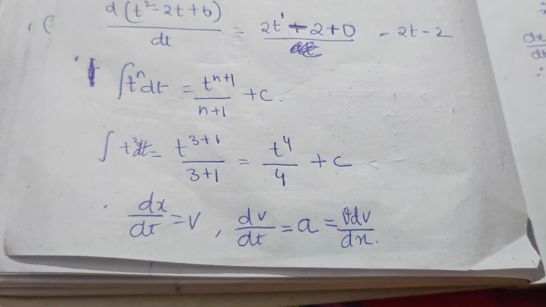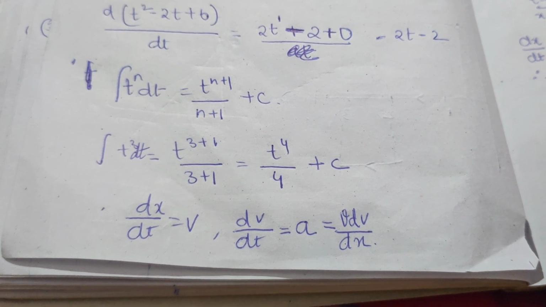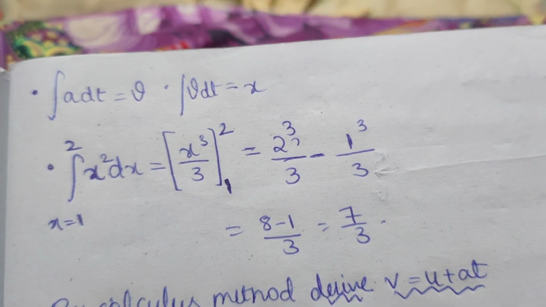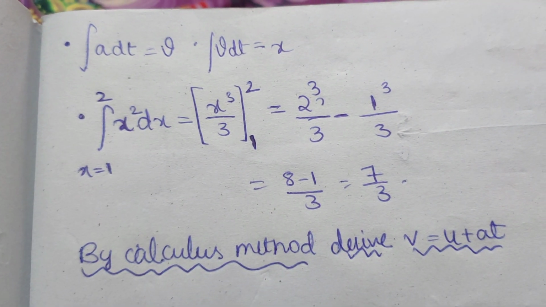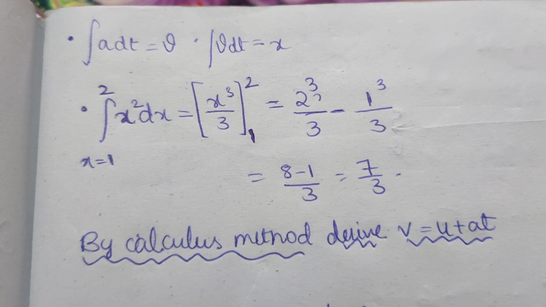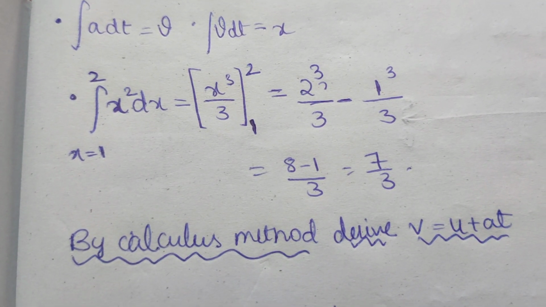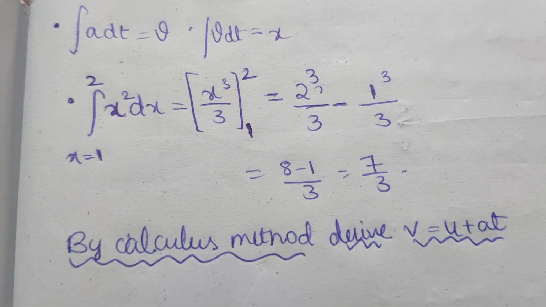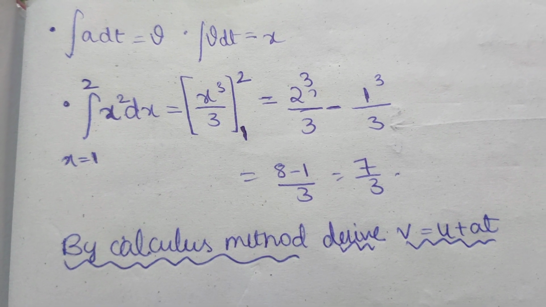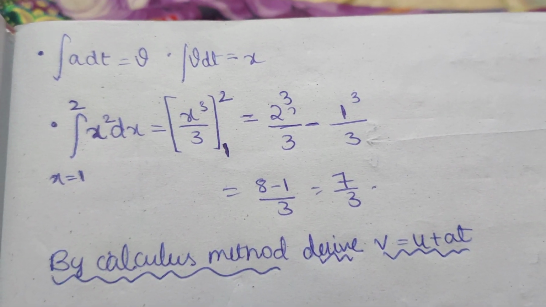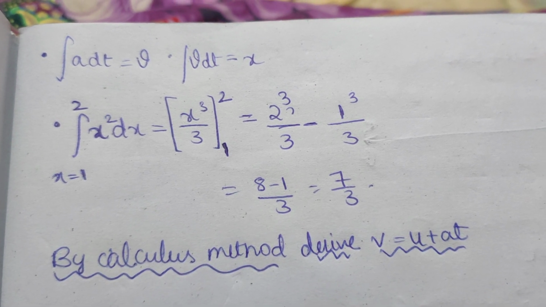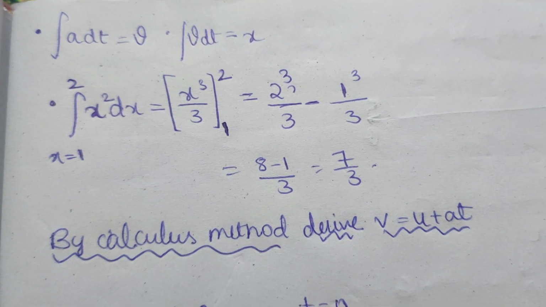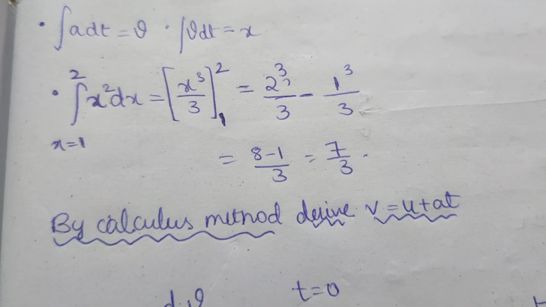Here dx/dt = velocity, dv/dt = acceleration = v dv/dx. Integration of a dt will give velocity. Integration of v dt = x, or position. Then for the integration of x square dx, where the limits are x = 1 to 2, we'll get x^3/3 with limits 1 to 2, which is 2 cube by 3 minus 1 cube by 3. We'll get the answer as (8 - 1)/3, that is 7/3.